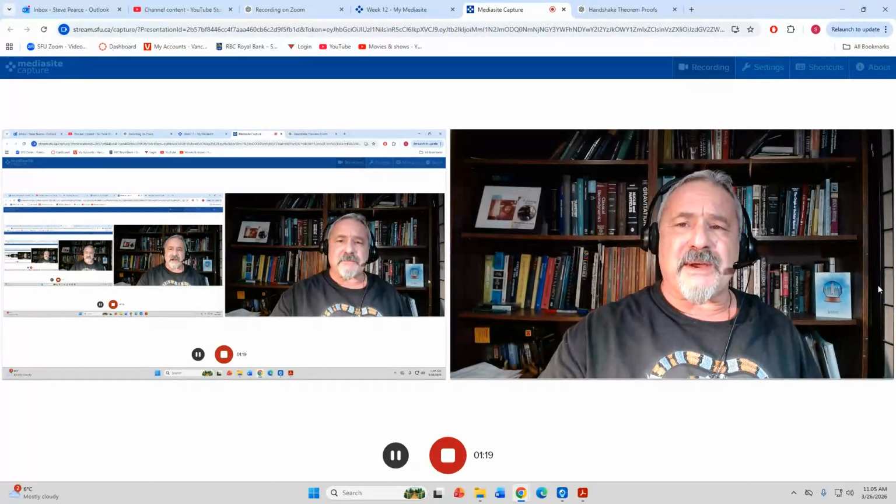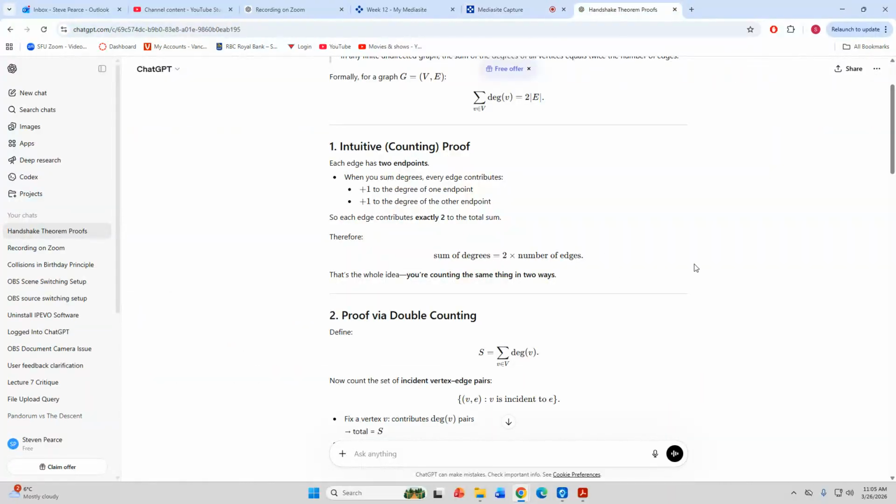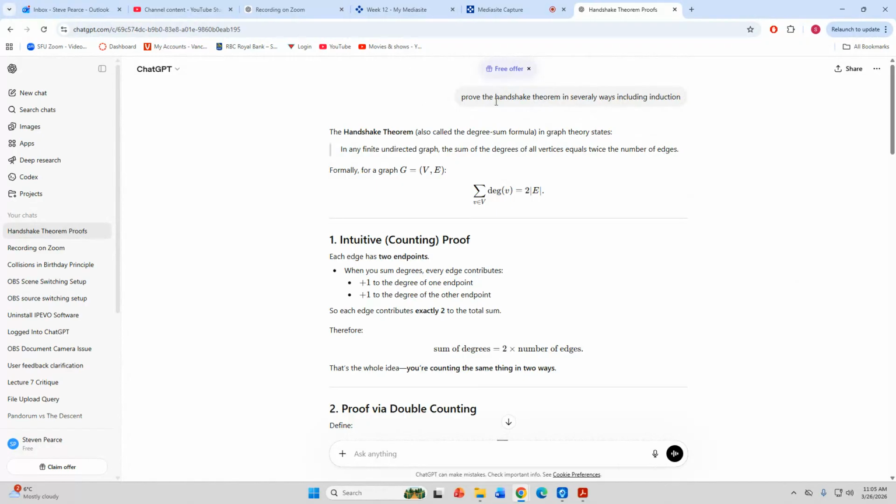So, let me start by showing you something from ChatGPT. I just pulled up, okay, prove the handshake theorem in several ways, including induction. So this, I believe, is a nice way to show you the basic kinds of approaches that there are to proofs in not only graph theory but trees. So this is graph theory. We talked about this handshake theorem last week when we talked about graphs.